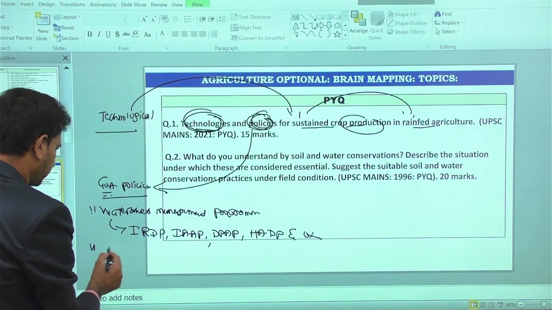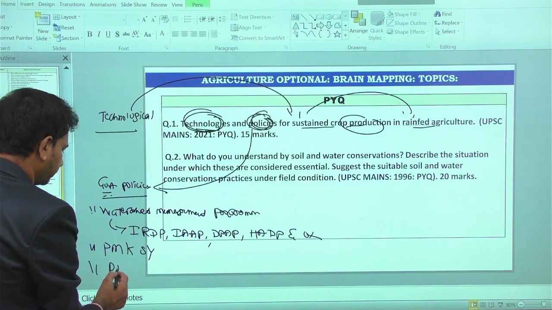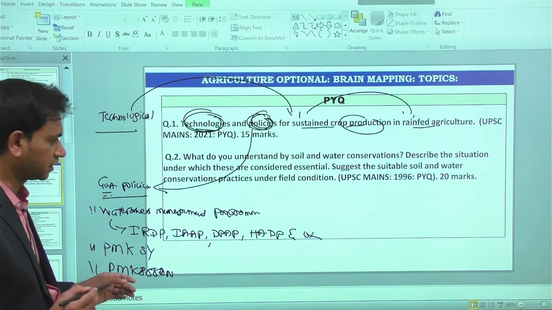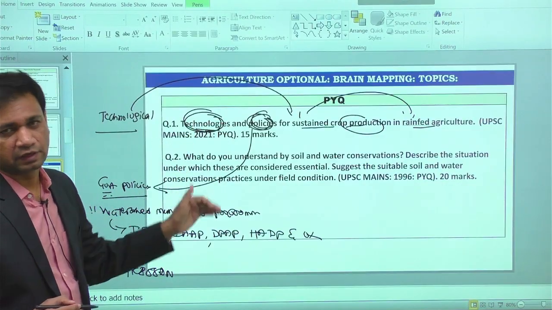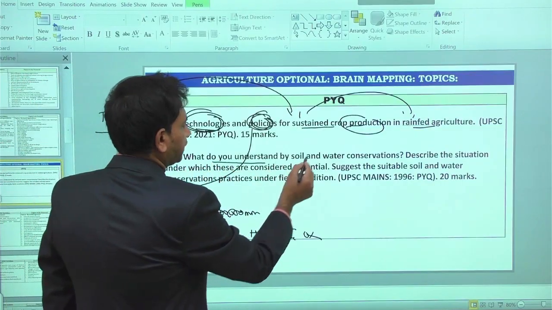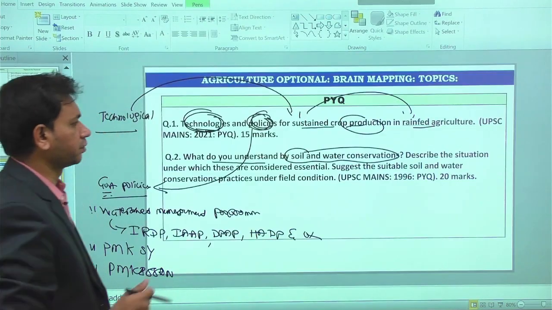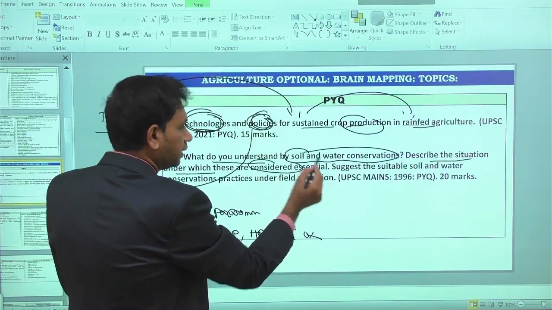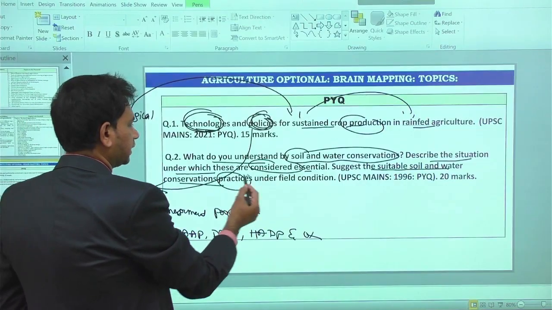Then apart from that, we are having the Pradhan Mantri Krishi Sinchayee Yojana, then the PM Kisan scheme. Like that, there are different policies collectively responsible for boosting production in rainfed agriculture in the longer term. Another one, they asked: what do you understand by soil and water conservation? And describe the situations under which they are considered to be essential.